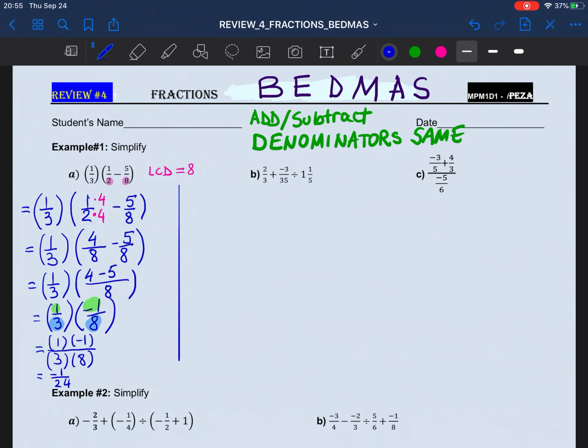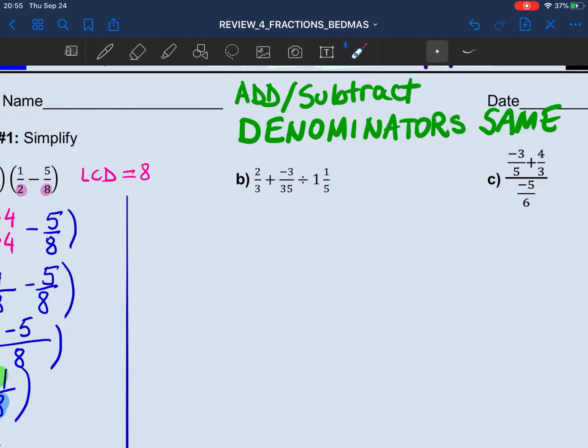Here we go. 2 over 3 plus negative 3 over 35 divided by 1 over 5. A few things that we need to take care of in here. Number one thing, you see how we have a plus in here and a minus in here? This just looks awkward in an expression, so we don't want to have a plus and a minus. So we make them into one single sign. A plus and a minus, we know, will make a minus.